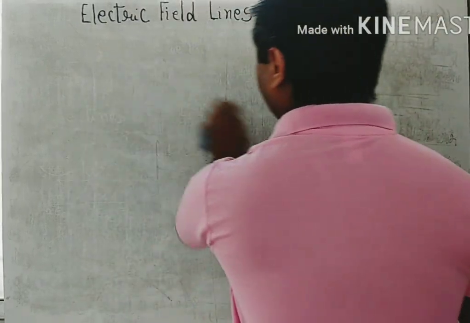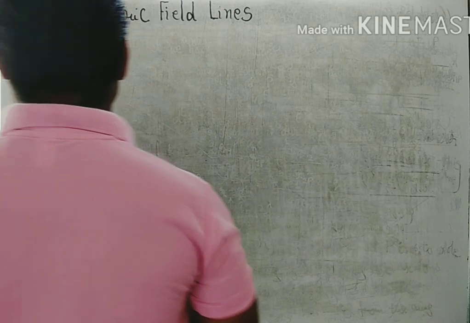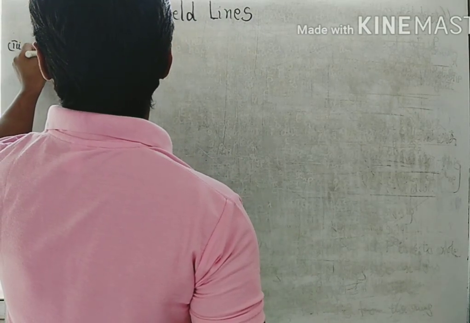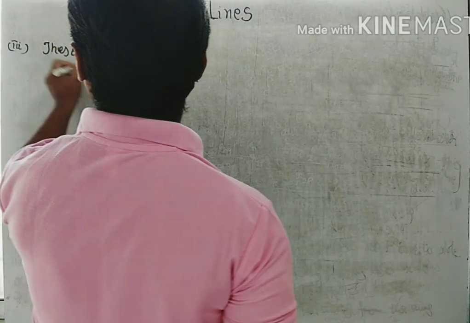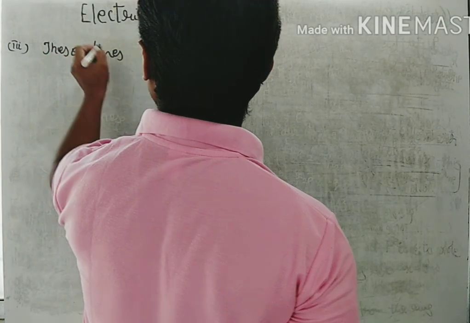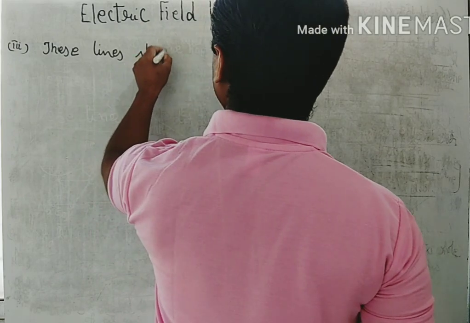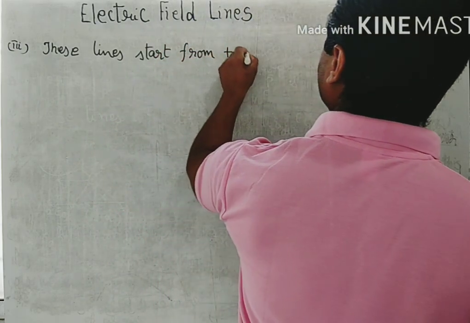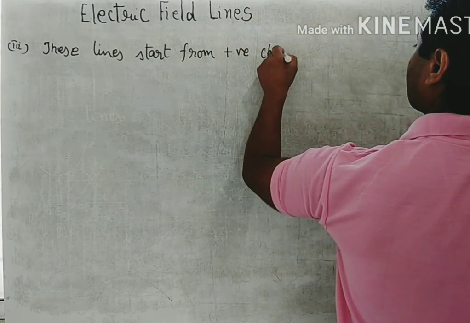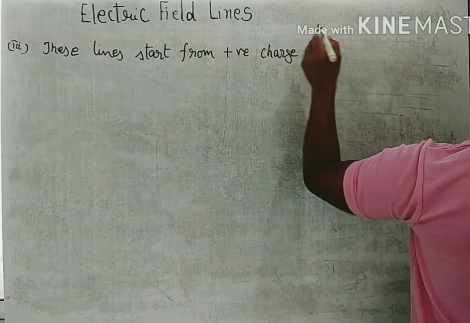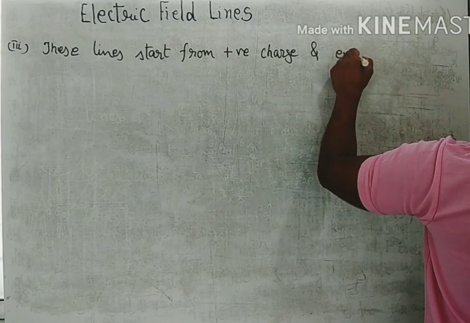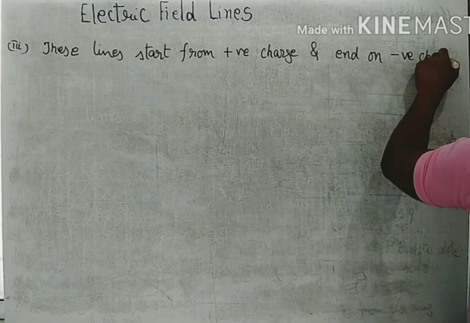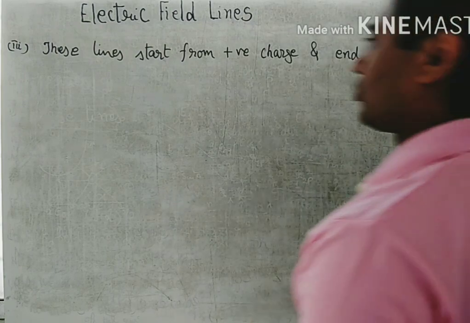Third property: these lines start from positive charge and end on negative charge. So this is our next property.